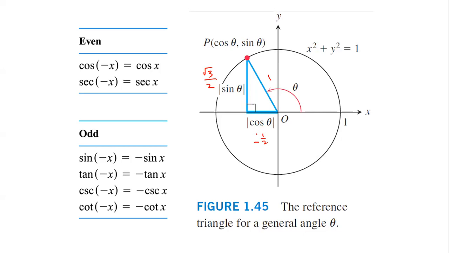Didn't we prove that the cosine is equivalent to negative half, and the sine is equivalent to square root of 3 over 2? So we're just putting over here cosine, over here sine, and over here just 1, because cosine square plus sine square is equal to 1, right?